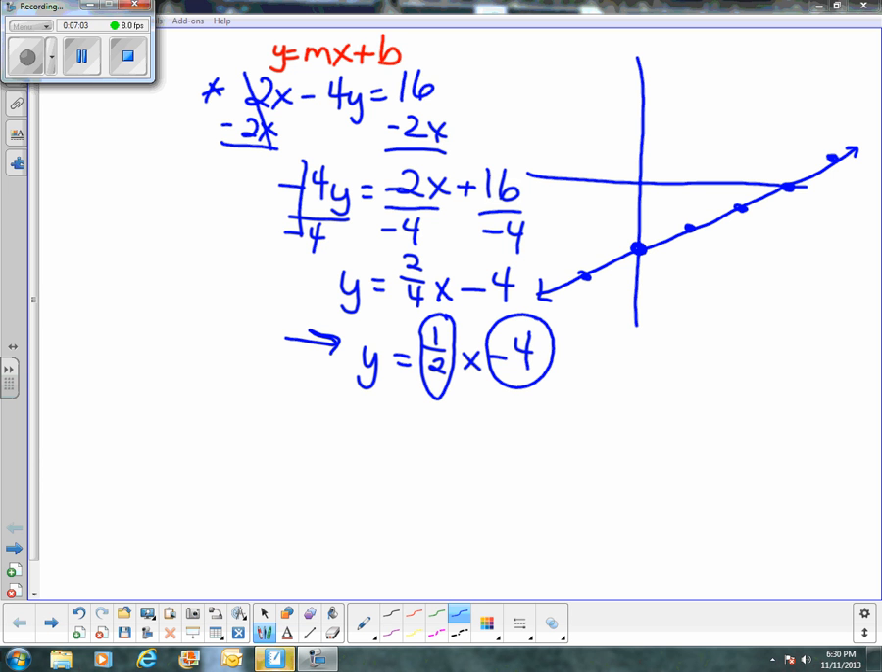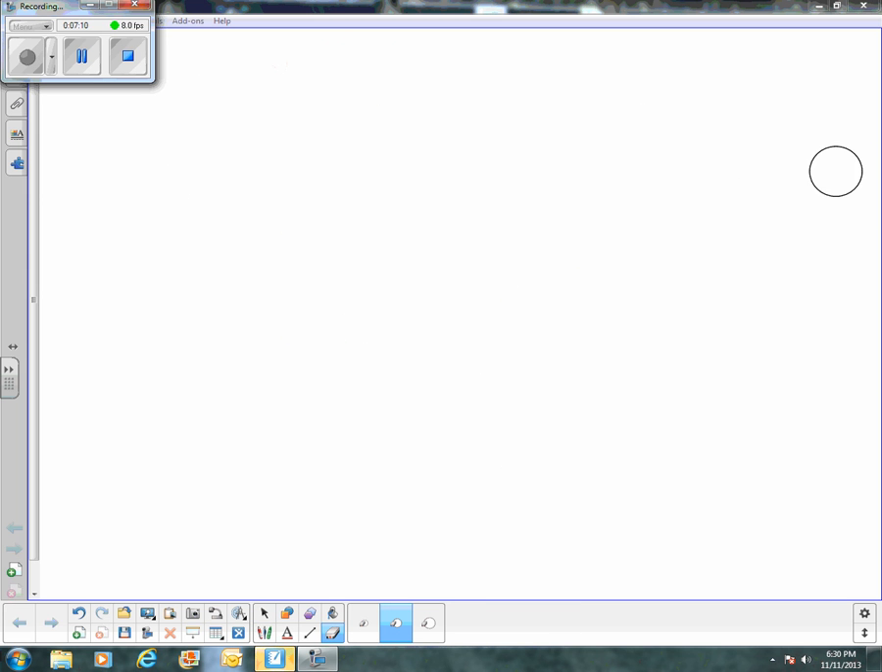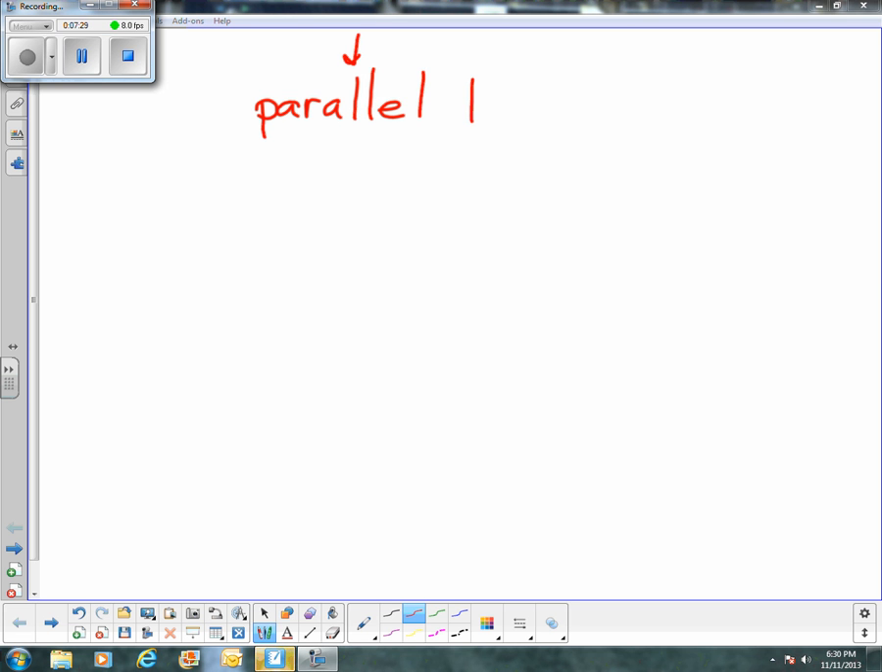Now, let's talk about lines that are parallel. Notice the two L's right here? They are always going to be side by side. They are never going to touch each other or cross. Parallel lines are lines that never touch. Even if we extend them, they're still never going to cross.